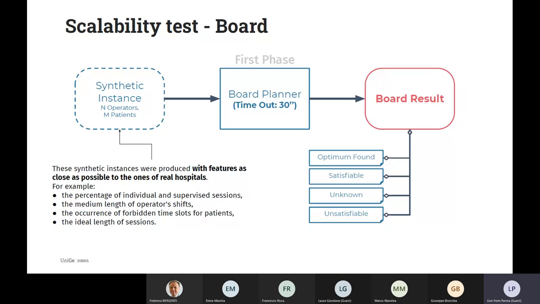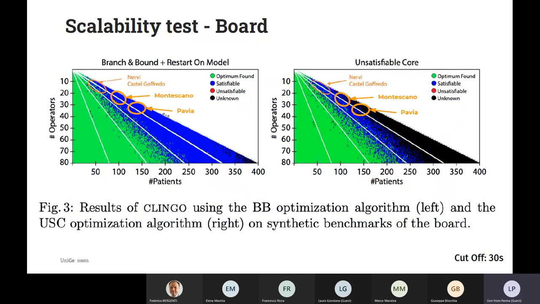Of course, you can have four results: optimal, satisfiable, unknown, or unsatisfiable. And these are the results for the two algorithms. You have the same Cartesian plane as before, and we can see a color map in which the color depends on the result. All the experiments were done with a cutoff of 30 seconds, and every pixel that you see in the image represents that specific number of operators and patients, with five instances run and then averaged in order to remove outliers.